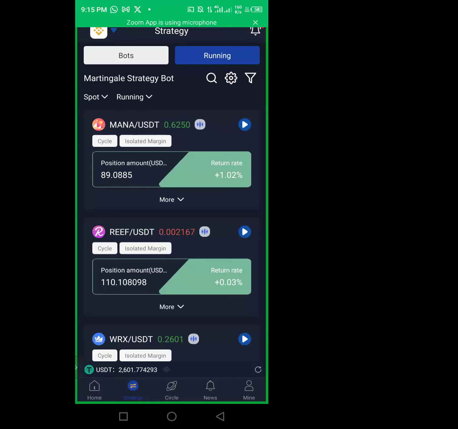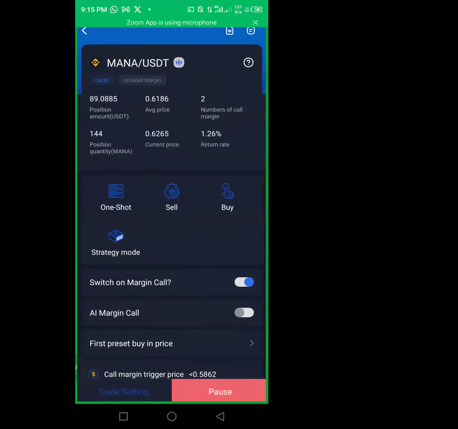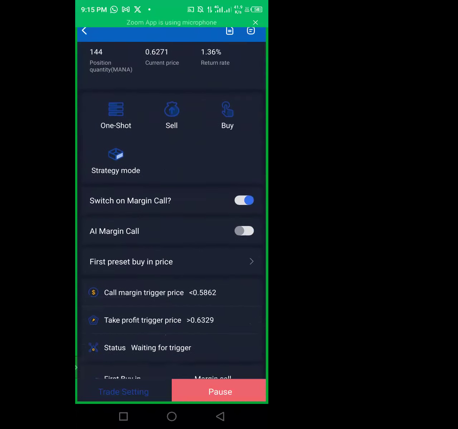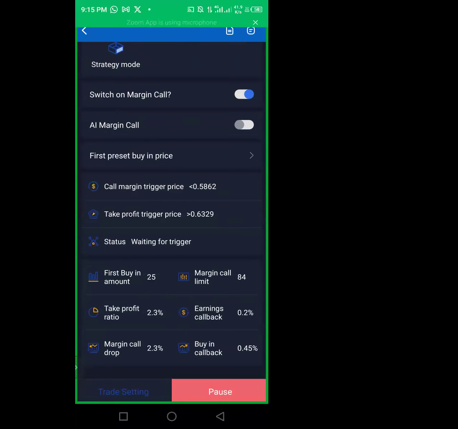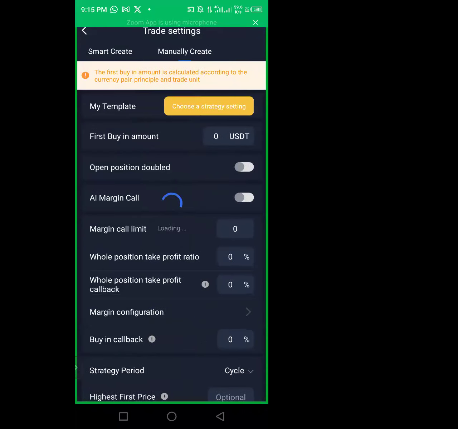Okay. So let's enter this and see what is happening. What I want to show you is manipulation, how you can make more profits. You understand? So this trade is running on the normal settings, the way Royalq should work. So let me click on trade settings. So this is the setting.